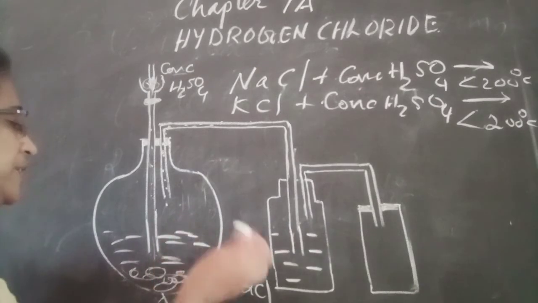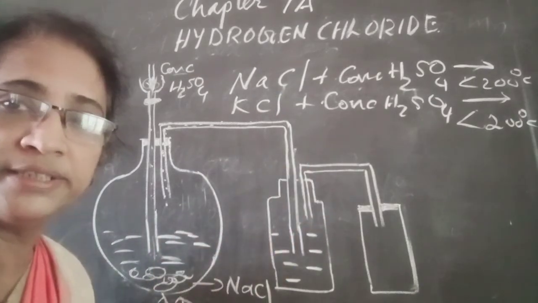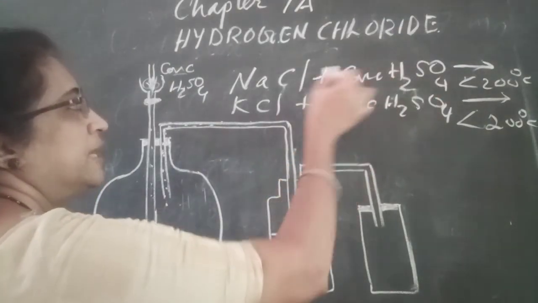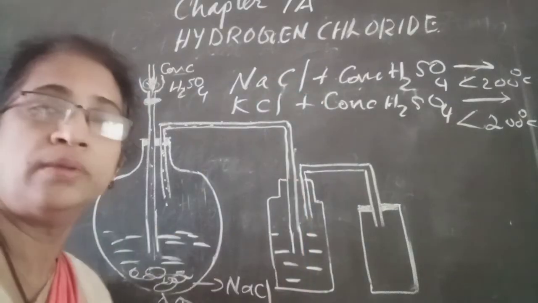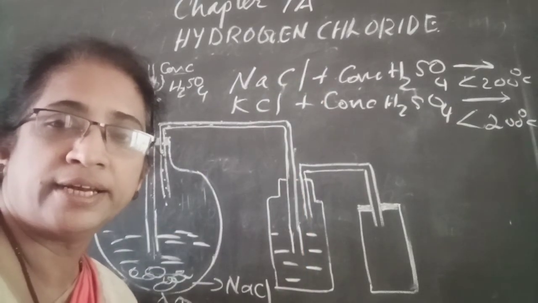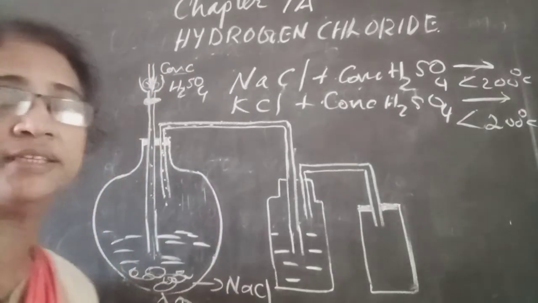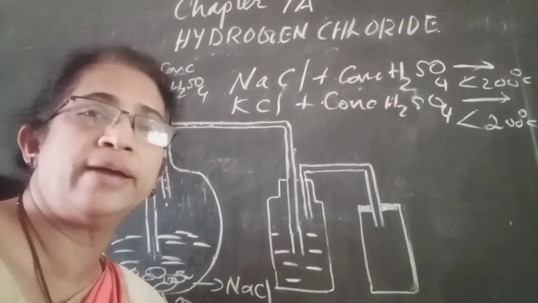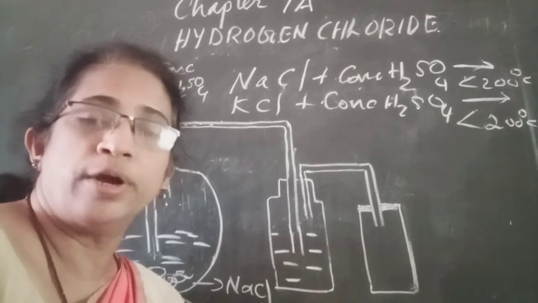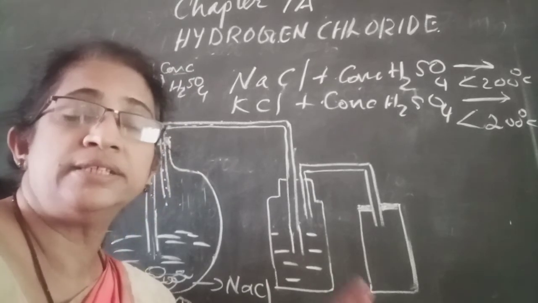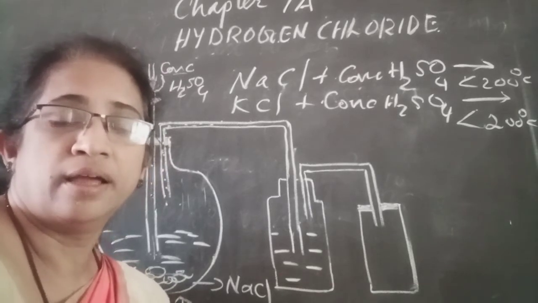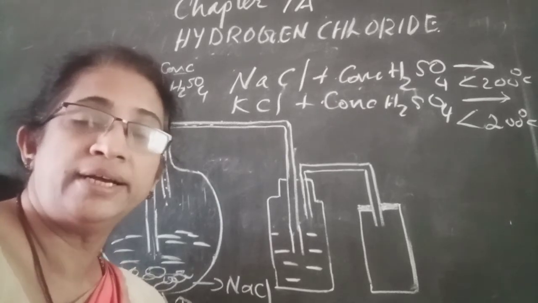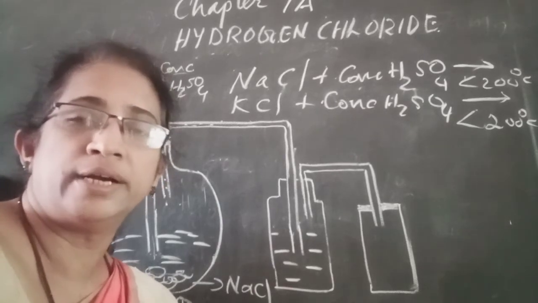When the temperature is maintained below 200 degrees Celsius, a hydrogen atom in sulfuric acid reacts with the chlorine to form hydrogen chloride gas, and as a result we get a salt, NaHSO4. NaHSO4 is sodium hydrogen sulfate or sodium bisulfate, which is an acid salt, isn't it? A salt which contains replaceable hydrogen is called an acid salt, and sodium hydrogen sulfate is formed below 200 degrees Celsius.